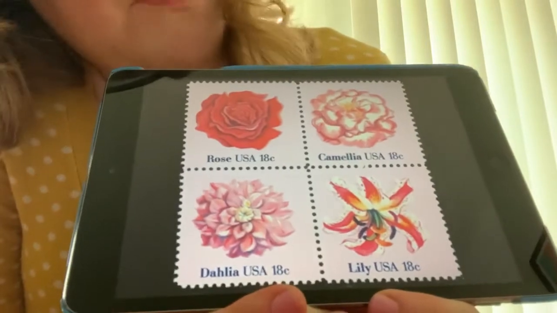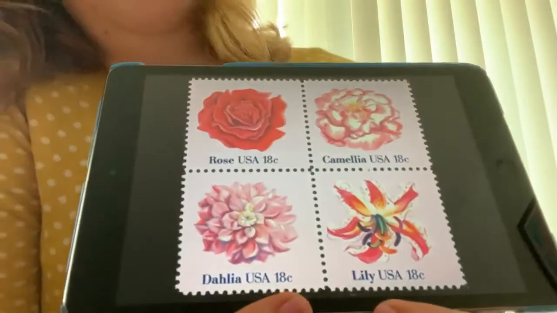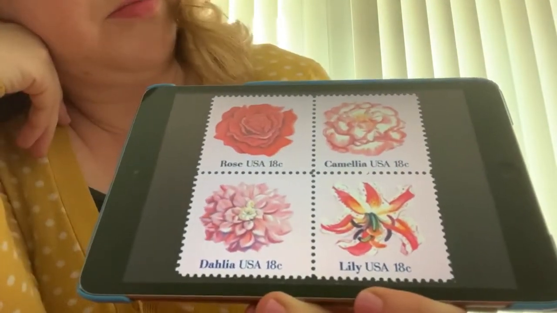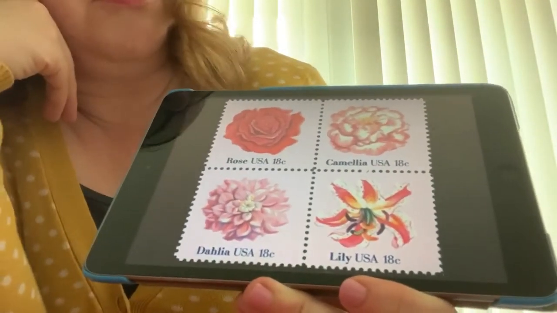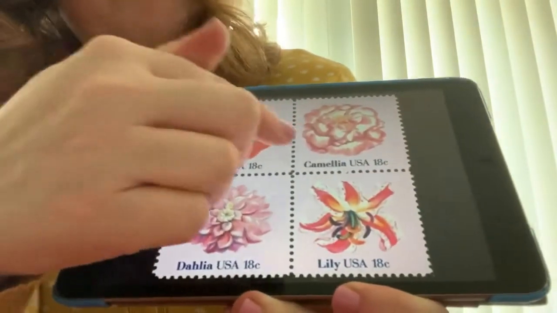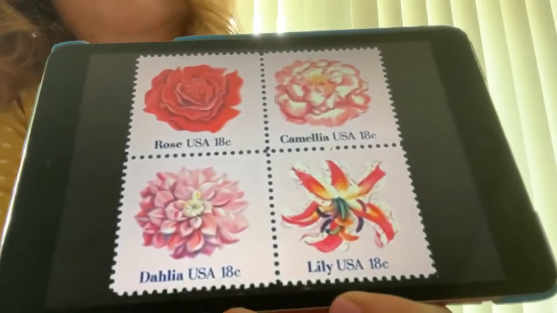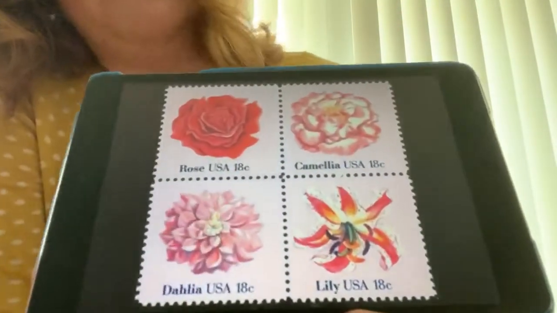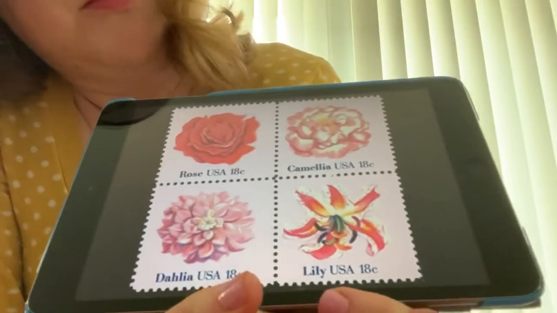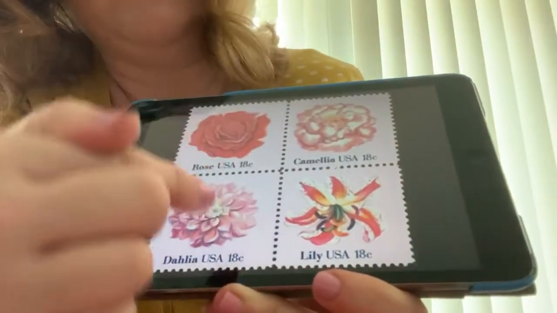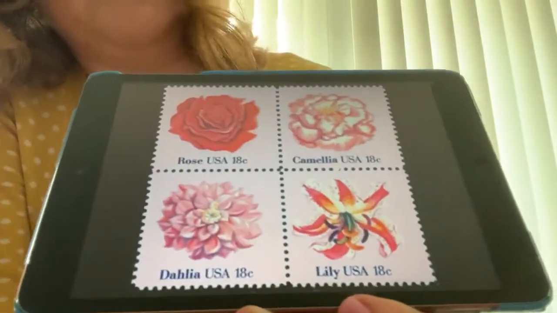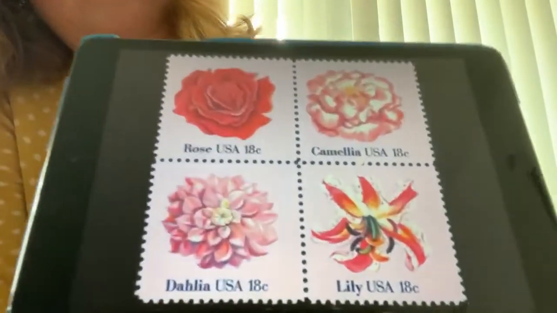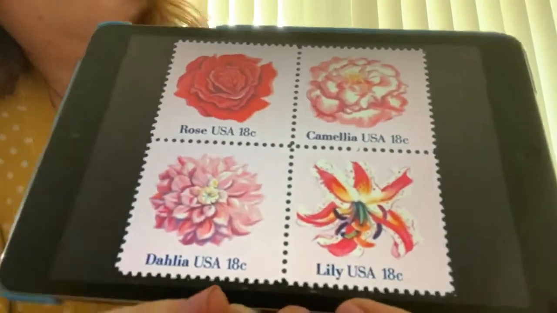So if you look at them, something that I notice is all four of these pictures on the stamps, they're all flowers. And I notice if you look closely, all four stamps also have words and numbers on them. Here it says USA for our country, United States of America, and all the stamps have those same three letters on them. All four stamps also have the number 18 on them because it costs 18 cents to buy each of these stamps.